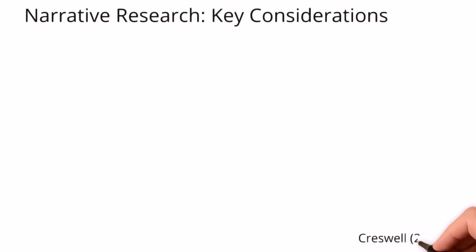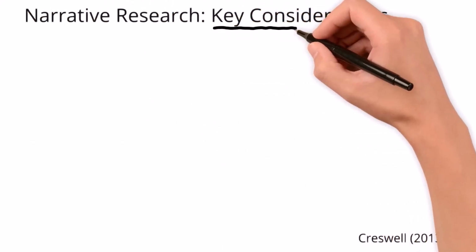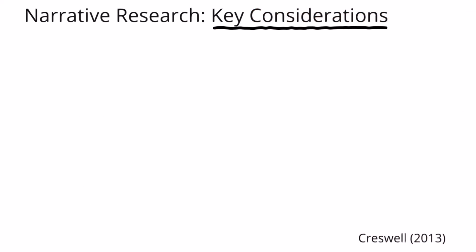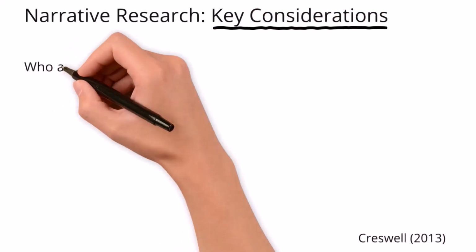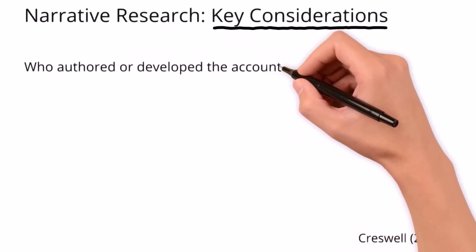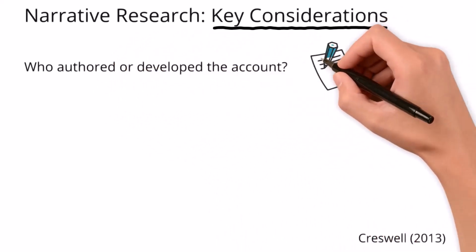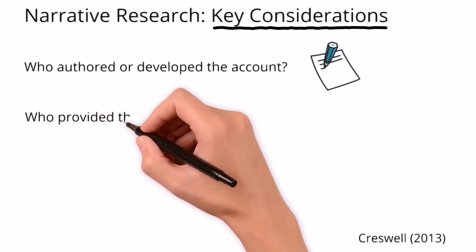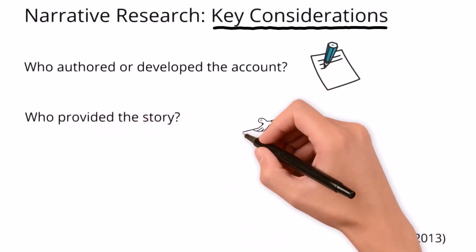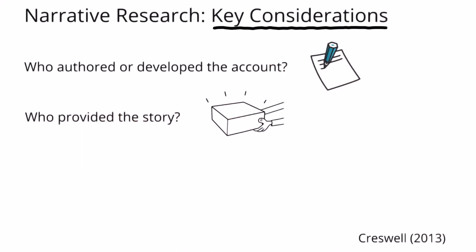Creswell suggests that there are some key considerations when it comes to narrative research. These include considering who authored or developed the account or story, and who provided the story. Now, of course, there can be second-hand stories, so we need to be able to determine who authored the story and then who provided it, and was it the same person.